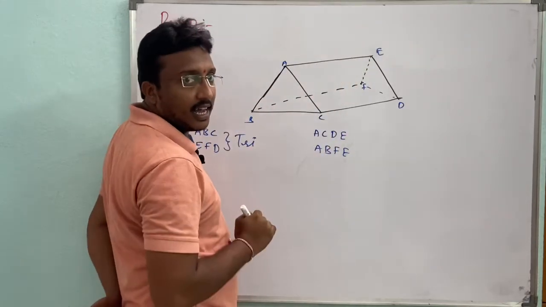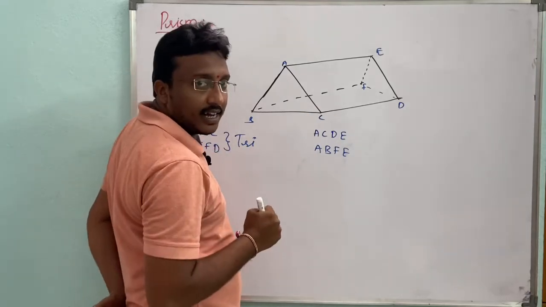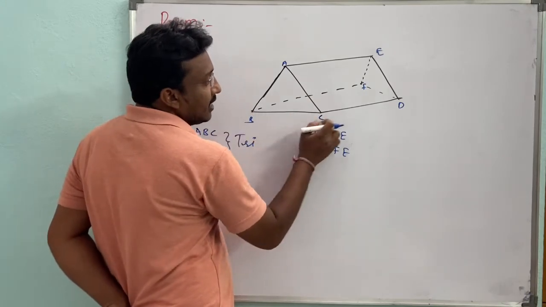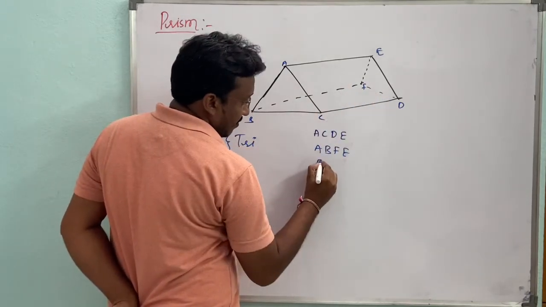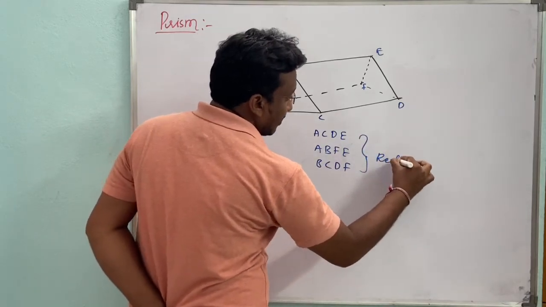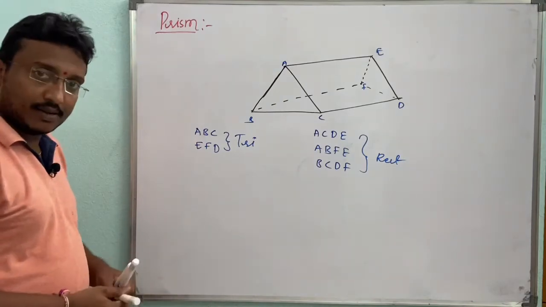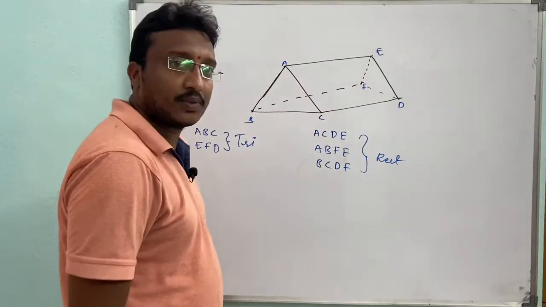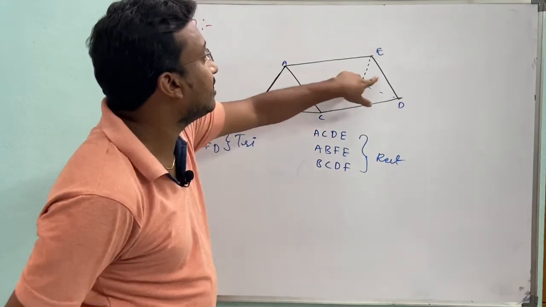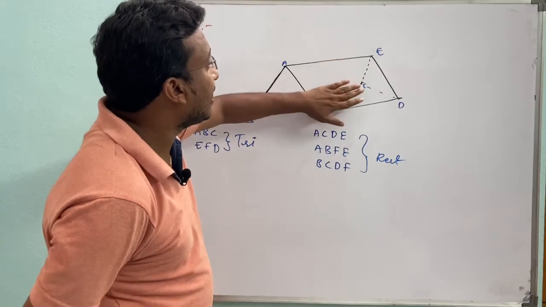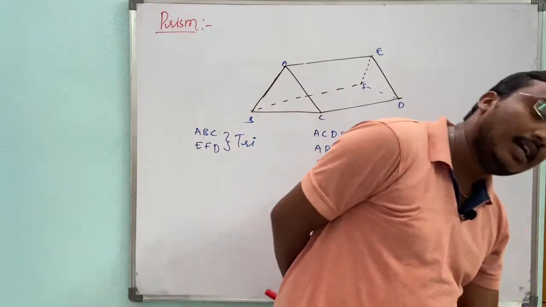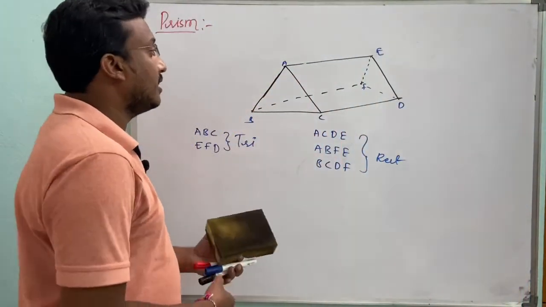This is the second rectangular surface, and one more is B, C, D, F. These are the rectangular surfaces. A prism is a transparent material consisting of two triangular surfaces and three rectangular surfaces. Any one of the rectangular surfaces acts as the base. This is the structure.